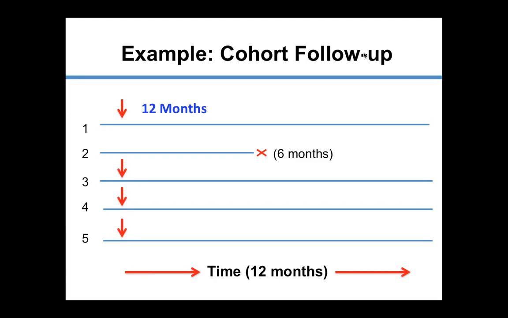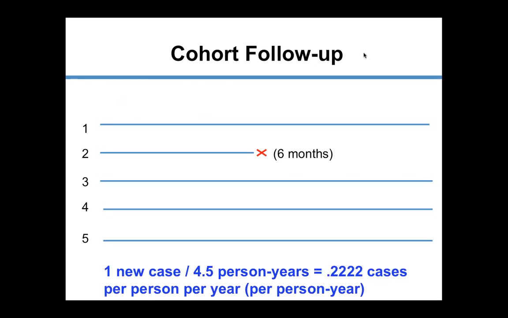So you'll notice that persons number 1, 3, 4, and 5 have all gone 12 months without either leaving the cohort or leaving the follow-up or getting the outcome. So they each contribute a full year. But person number 2 got the outcome after 6 months. At that point, we stop following that person. That person is no longer being followed for this outcome. Why? Because this person already has it. They are no longer at risk for a new case of this outcome.